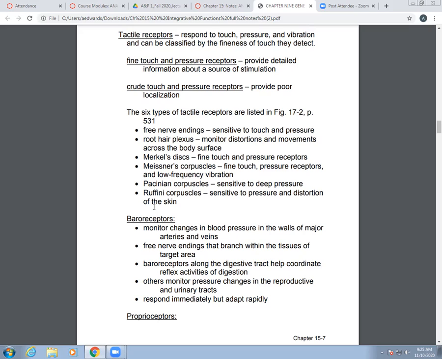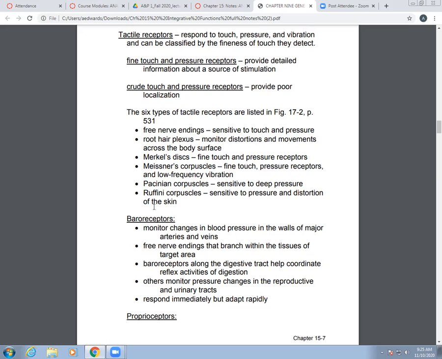Next, we have the baroreceptors. And baro has to do with pressure. You may have heard of barometric pressure. So baroreceptors monitor changes in blood vessel or blood pressure in the walls of your arteries and veins. You have free nerve endings that are branching within the tissues in a specific area. The baroreceptors that you'll find in the digestive tract help you with coordinating reflexes related to digestion.